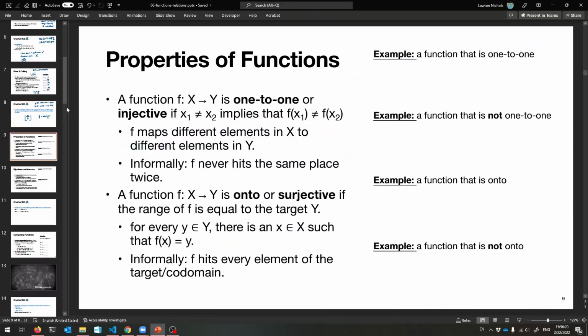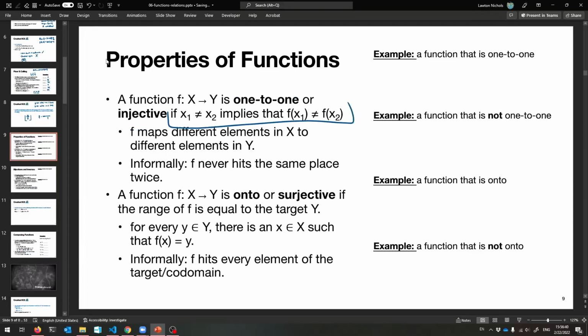All right, moving on to properties of functions. You've also heard of this before in a math class, but we're going to be more precise here. So if we have a function that's mapping x to y, we can say that it's a one-to-one function. Alternatively, we can say that it's an injective function if we want to get fancy in Latin.